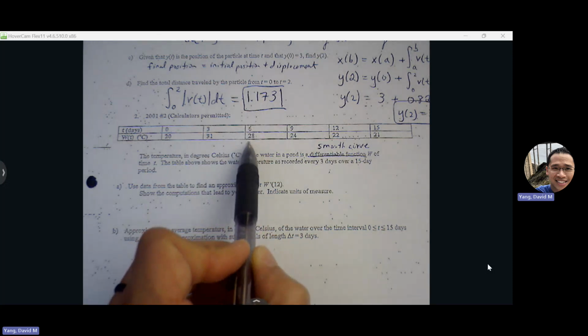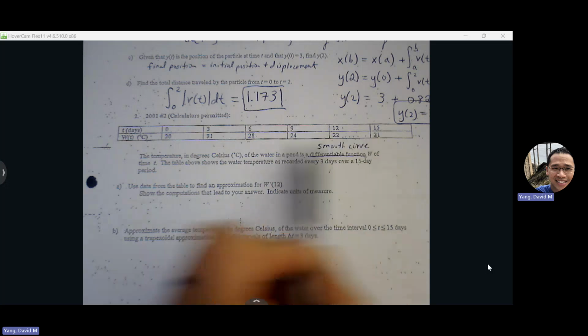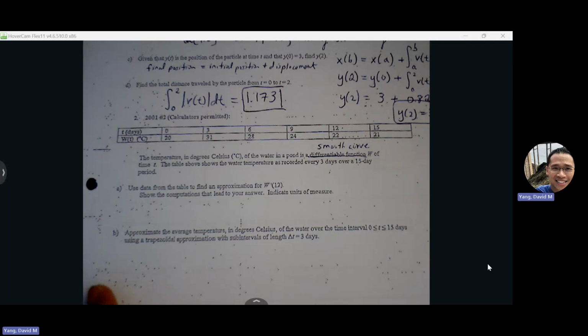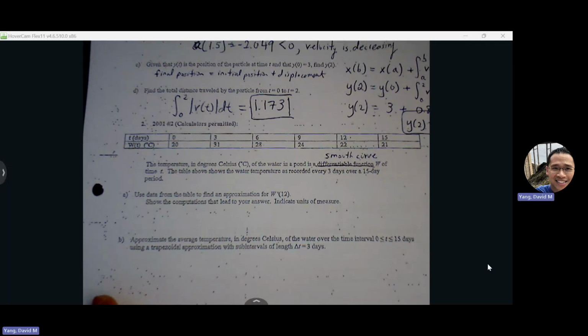So let me just run through the table that they're giving us here. Day 0, temperature is 20 degrees. Day 3, they measure temperature again, up to 31 degrees. 6 days later, 28 degrees, then 24, 22, and 21. So it looks like it rises, but then for the most part it just decreases for the rest of the days.